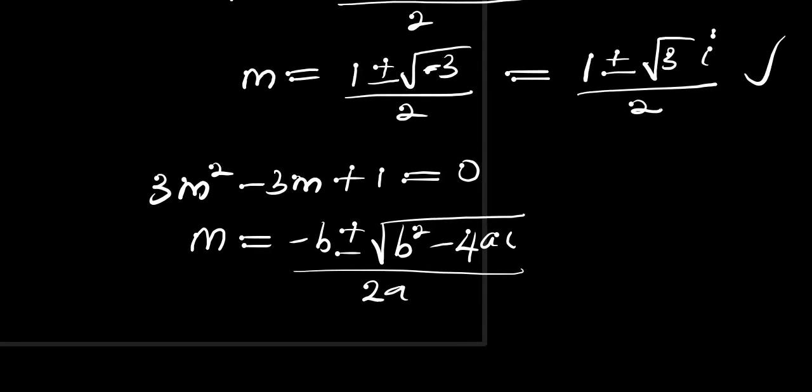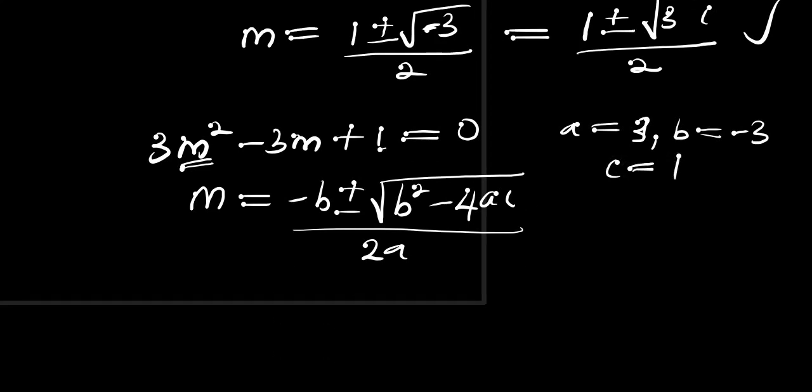And from this particular equation, we have a equals 3, because the coefficient of m squared here is 3, b equals negative 3, and c equals 1, which is the constant here. So we insert it into the formula. We are going to have m equals negative b. We are going to have 3 plus or minus square root of b squared.